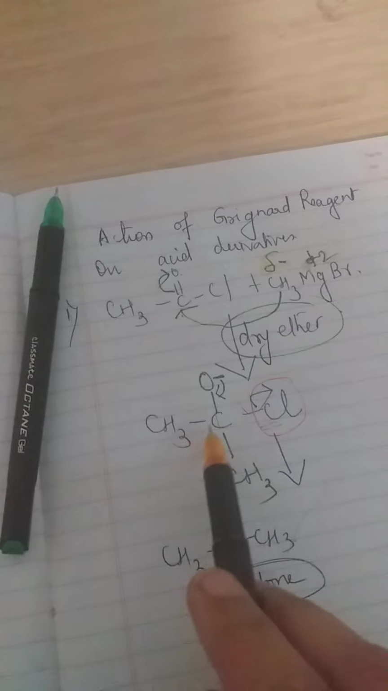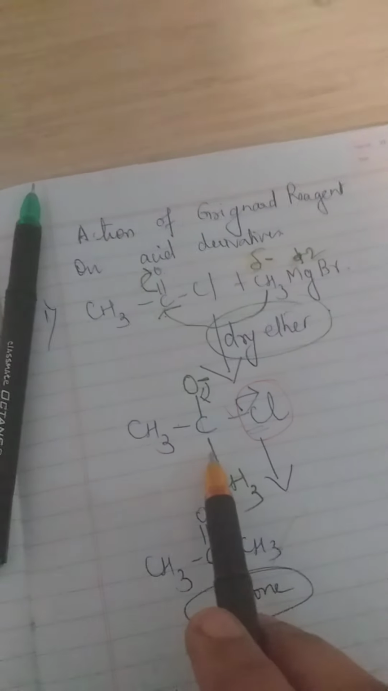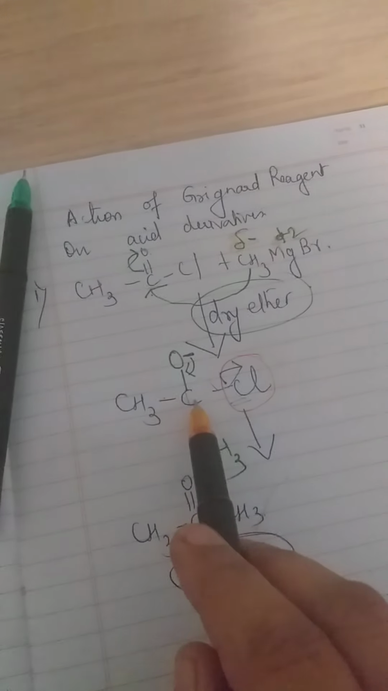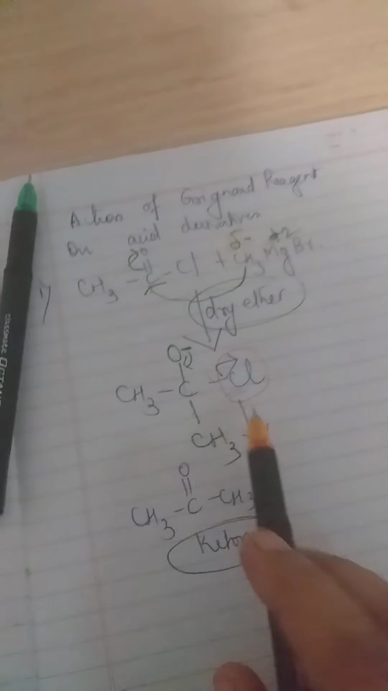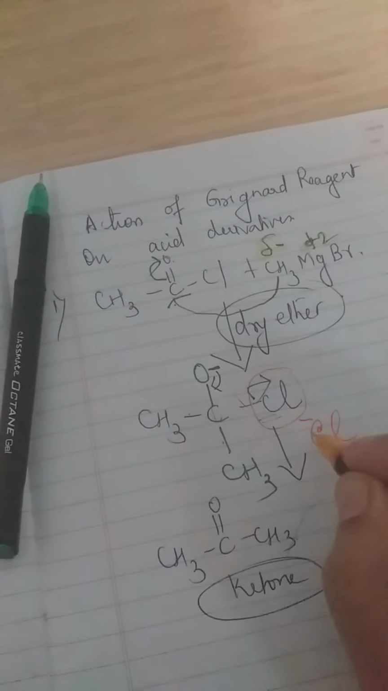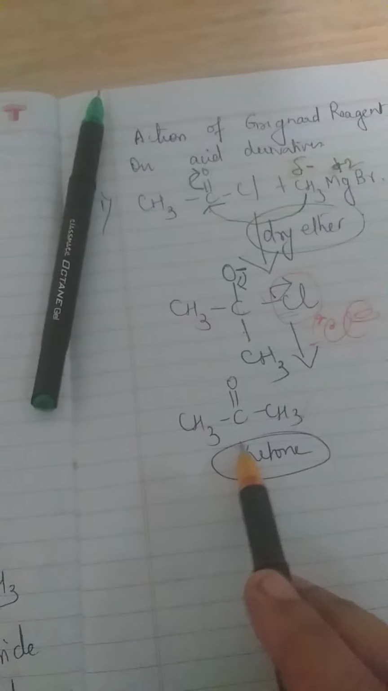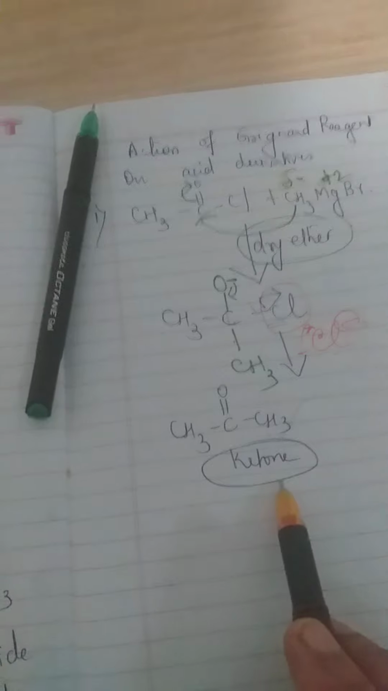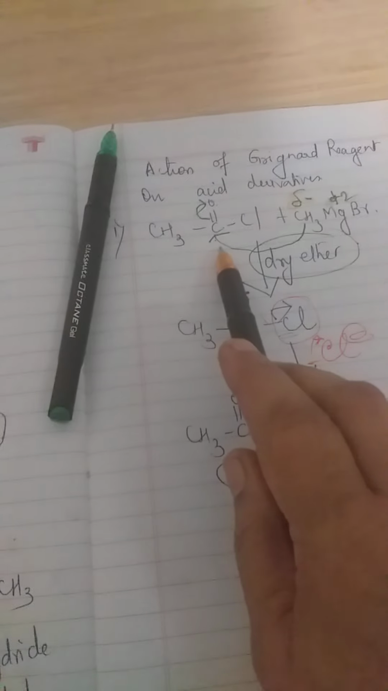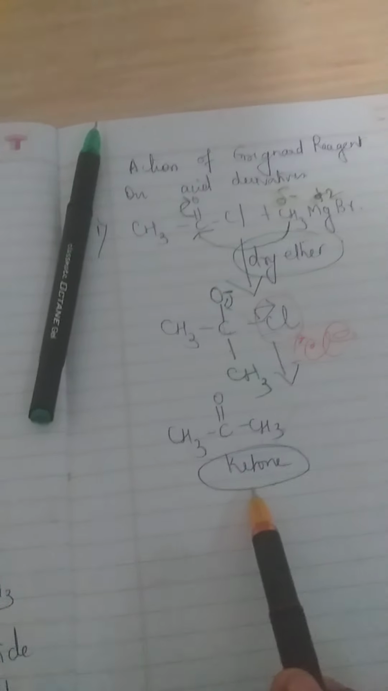You know, carbon cannot have a valency of more than 4. Already 1, 2 valencies are satisfied. When the double bond happens here, the Cl has to be thrown out. So, minus Cl. And you get CH3. Here you will get a double bond again. CH3. So what you're getting effectively is a ketone. Understood? So if you start with an acid chloride, what you're going to get is a ketone.